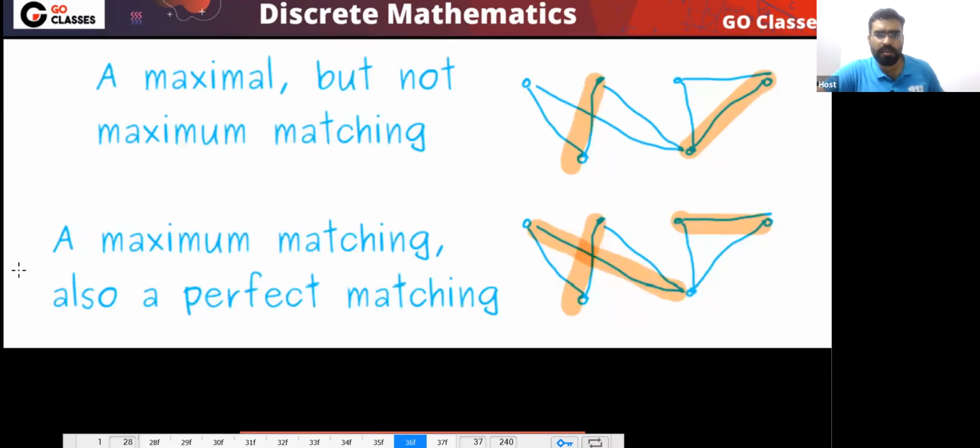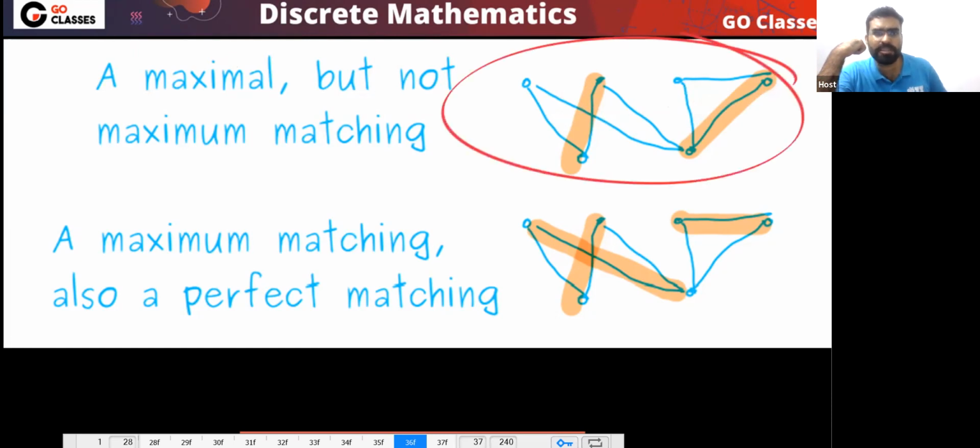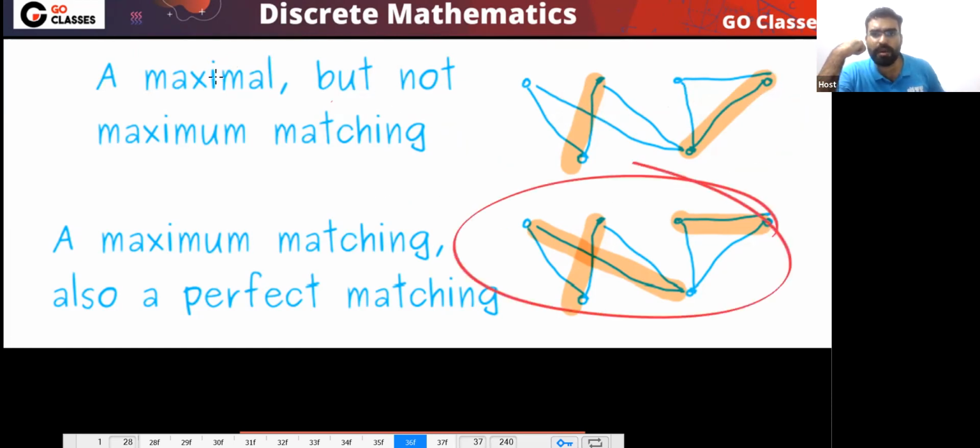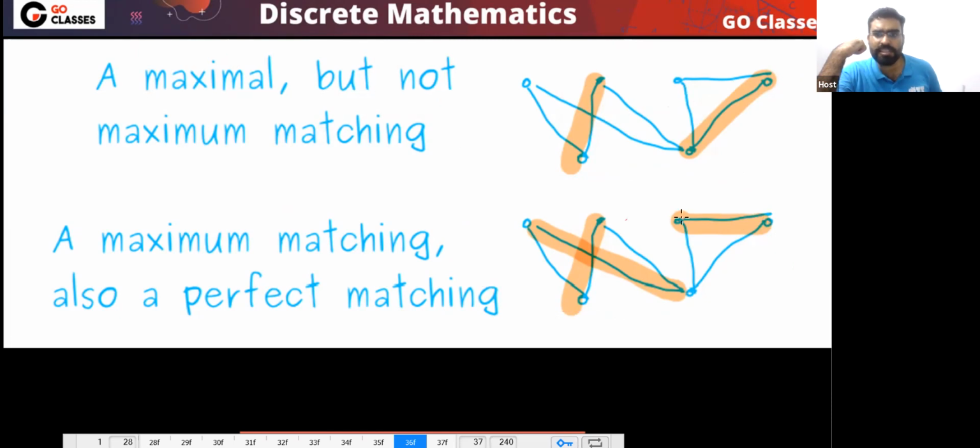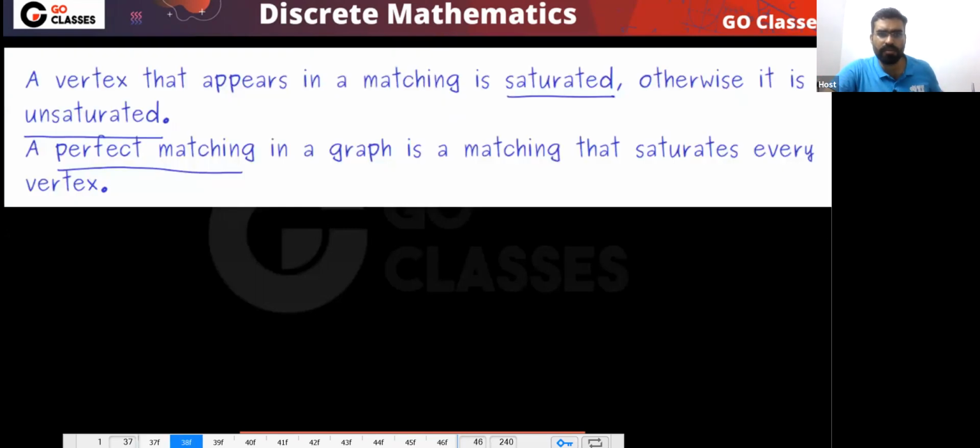Okay, so quite simple. You can notice what maximal matching means. Maximal means you cannot add something more. So for example, here, is this a maximal matching? Can you add one more edge? You cannot add. So this is a maximal matching. This is maximal, but this is not maximum. This is maximum. Is this perfect? Yes, this is perfect also.